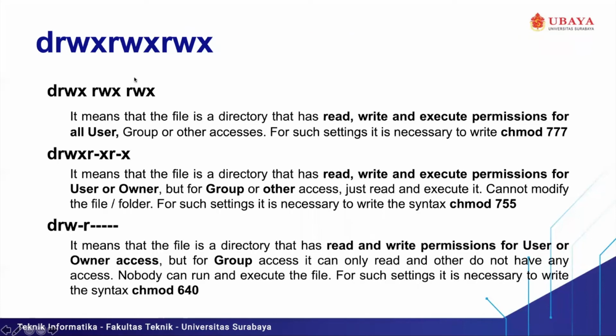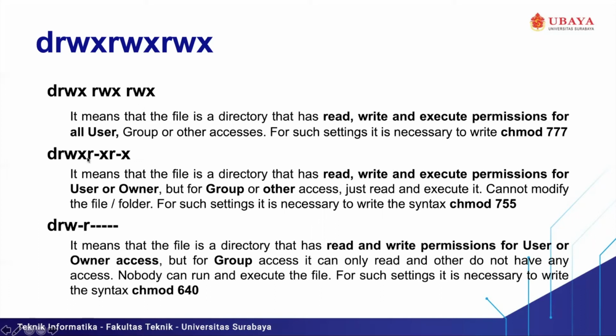Okay, we have some examples right here. drwxrwxrwx means that the file is a directory that has read, write, and execute permission for all user, group, or other access. For such settings, it is necessary to write chmod 777. So 7 means we give the owner read, write, and execute. Then for the group, read, write, and execute, and also for the others, read, write, and execute.